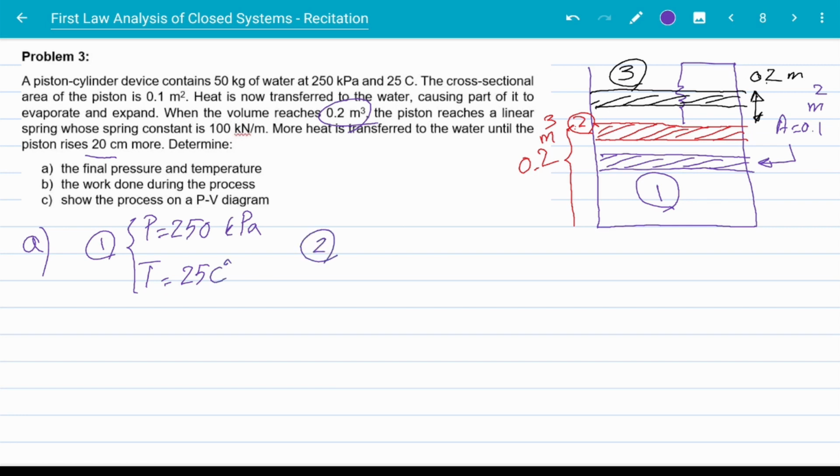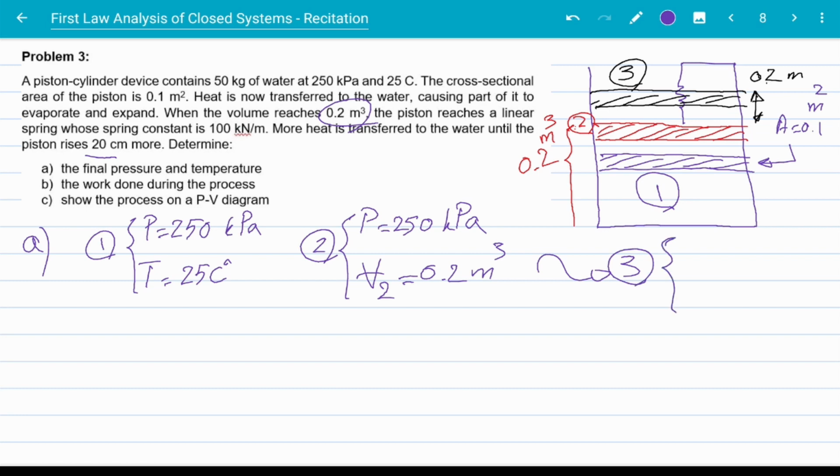At state 2, which is the red state, or the piston at the red location, we still have the same pressure, because if the piston is allowed to move without any friction or without any opposition, the pressure inside remains constant. That is the case from the purple to the red position. The piston can move freely, so the pressure remains constant. We also know that the total volume of state 2 is 0.2 meters cubed. And then we go to state 3, which we basically don't know anything about.